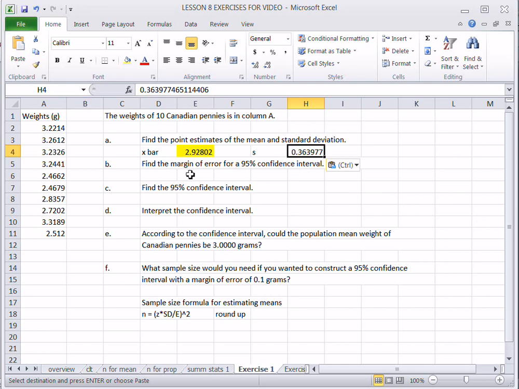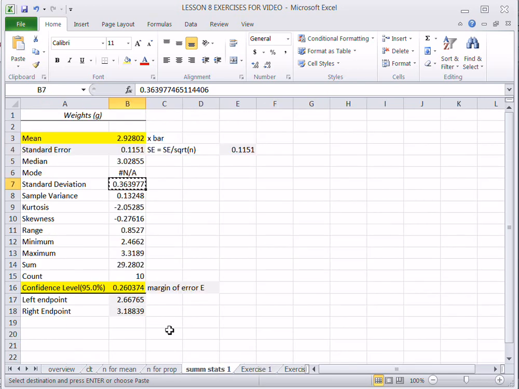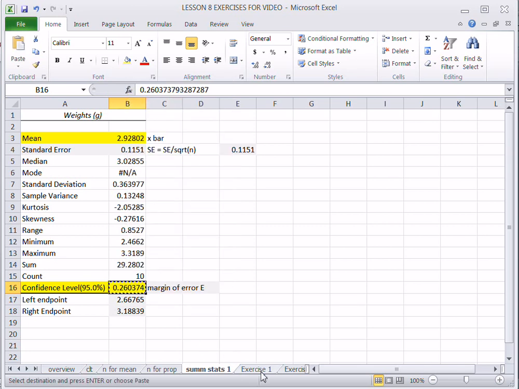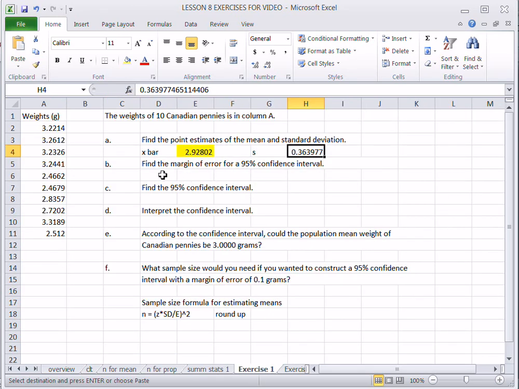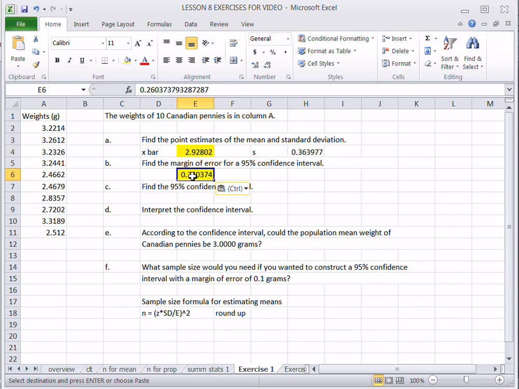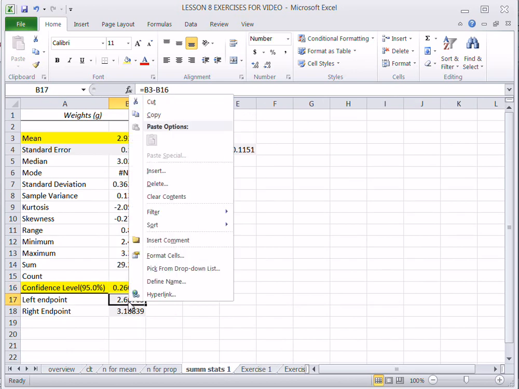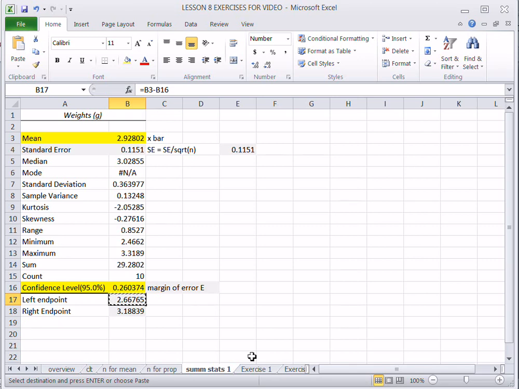Now, the margin of error, remember, was given to us in our summary statistics output. That's this value here. Okay, so I want to copy this. So copy, go to exercise 1, and so here's our margin of error. Okay, so that's our margin of error E. And then the 95% confidence interval, we already found that over here. So we have our left endpoint. Copy that.